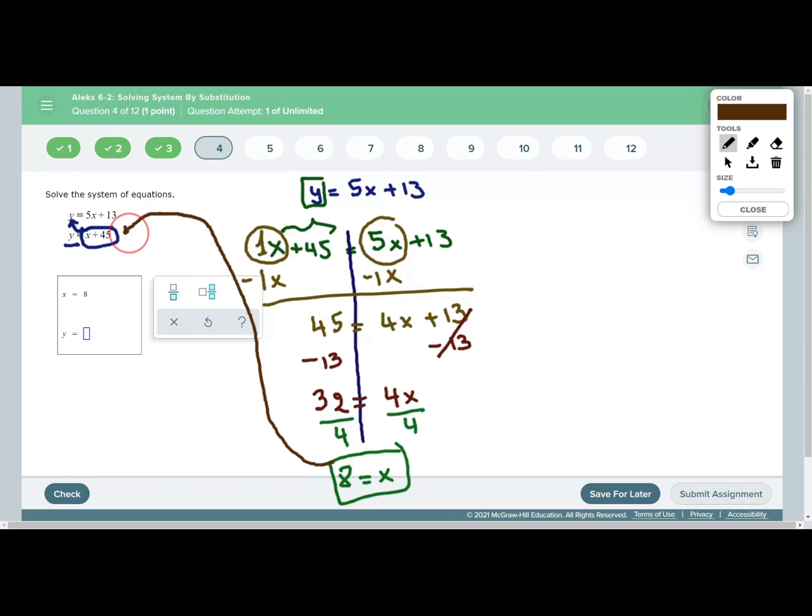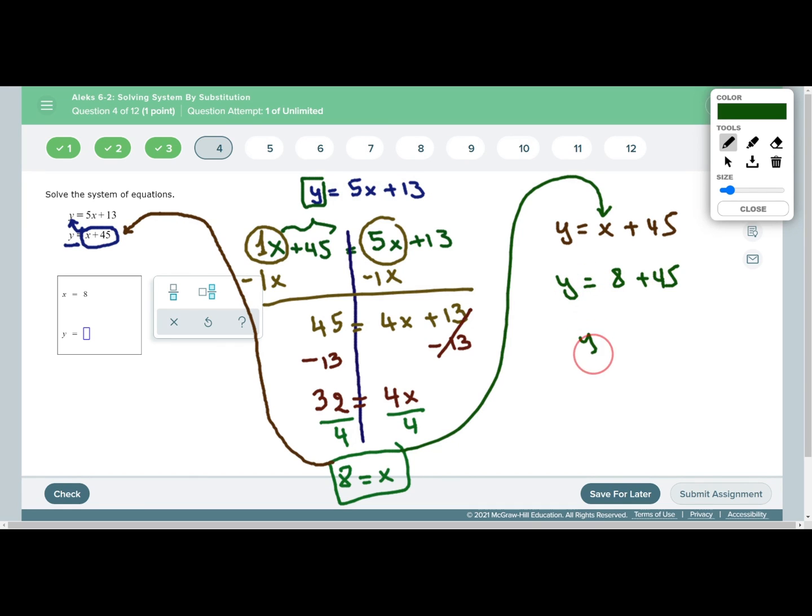I would choose the second one because it looks easier, x plus 45. It's straightforward, compared to 5x, which would mean 5 times 8. It's easier in this case. y equal to x plus 45. So we're going to replace x by 8, which is our answer. 8 plus 45 will give you 53. And that's it. All right, we're going to check our answer.